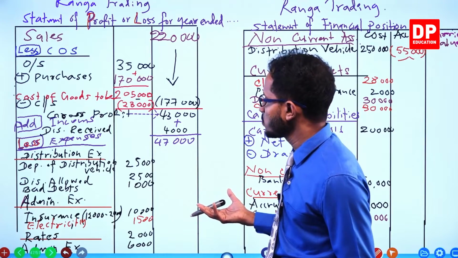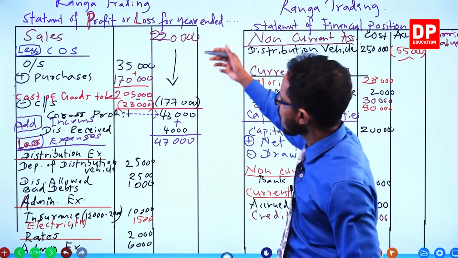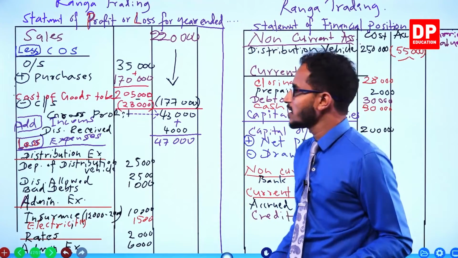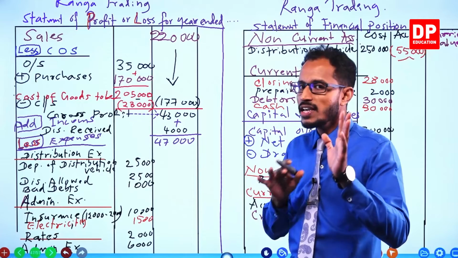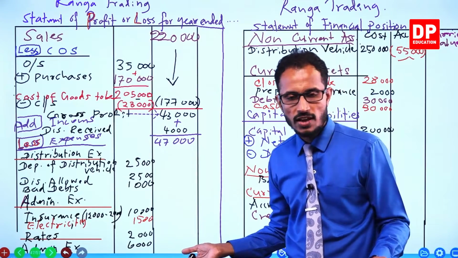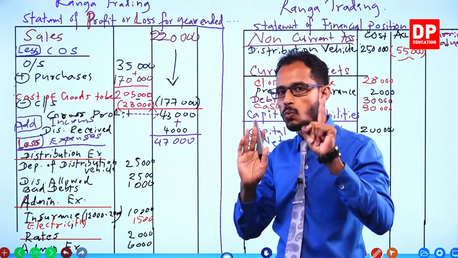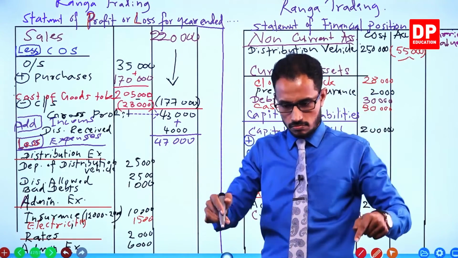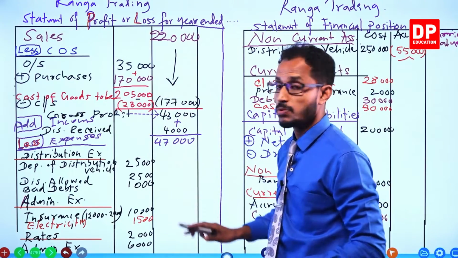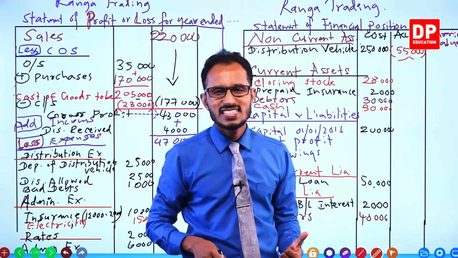It would have been great if we had another column here like this. In your examination, children, although I don't have space here, you will have ample space. So take one answer sheet for the profit or loss statement, and another answer sheet for the statement of financial position.